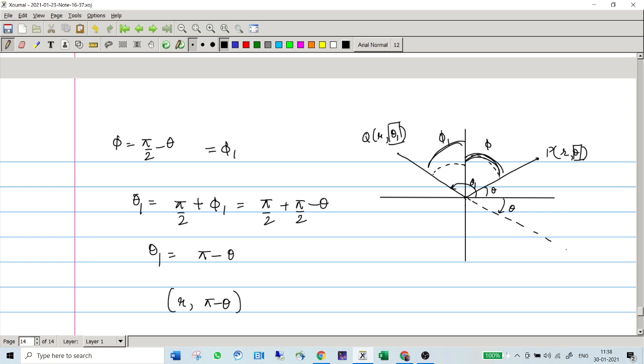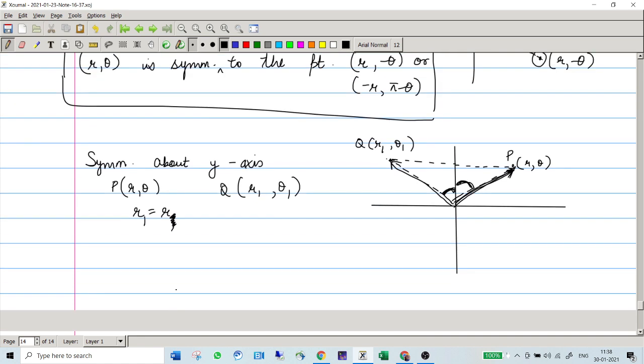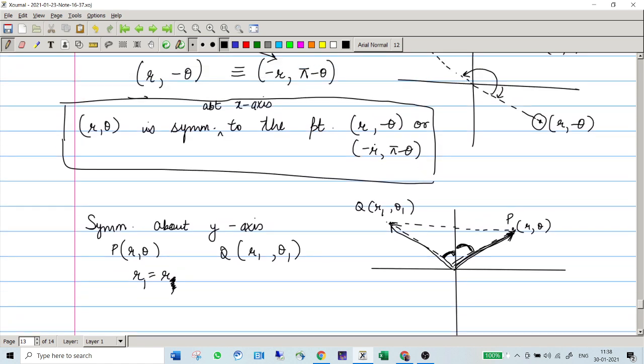So in the previous structure you had minus r. I'm moving back to this. See, have a look. Here you had minus r. So when you are talking about the symmetry about the x-axis, you had the symmetric point as r comma minus theta. That was fine. But the alternate representation was minus r comma pi minus theta. But when you're talking about the y-axis, you have r comma pi minus theta. Alternate representation we'll see.